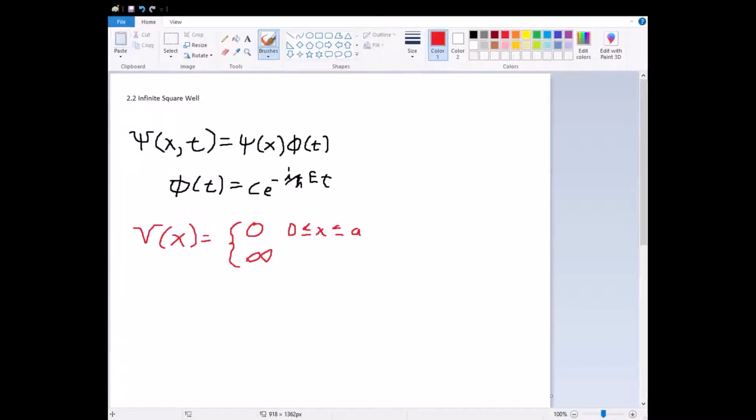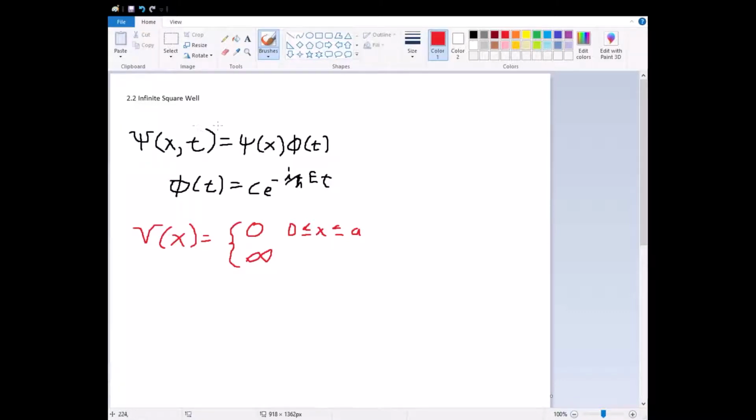In 2.1, we introduced the idea of separable solutions, and we took our big psi, which is our normal wave function, big psi of x comma t, and we split it into a time-dependent solution and a time-independent solution. So we have little psi of x, which is purely x-dependent, multiplied by phi of t, which is purely time-dependent. And apparently, we are able to decompose wave functions into this form.